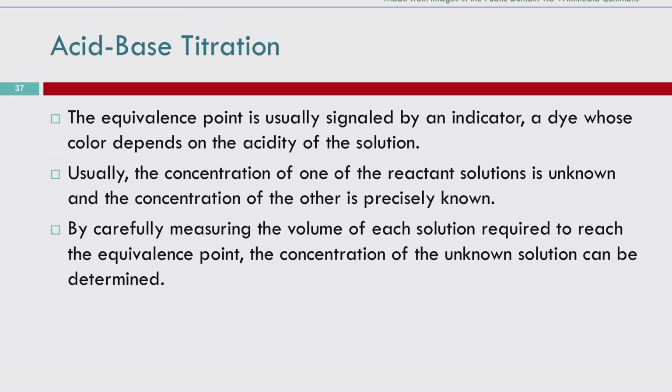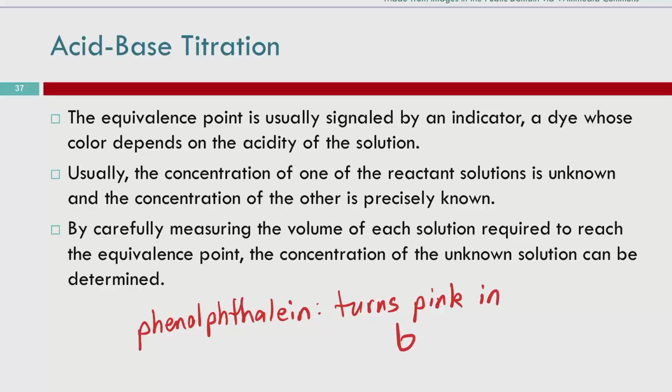Our equivalence point is usually signaled by an indicator, and you can thank your lucky stars that we're not going to be doing a spelling test for the class. Our indicator that we typically use is phenolphthalein. People often don't like spelling this word, but it's really fun. That's phenolphthalein. It's cool. It turns pink in basic solution. There are other indicators, but phenolphthalein is the one that we typically use.